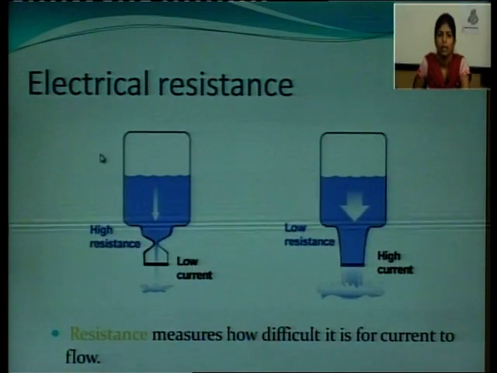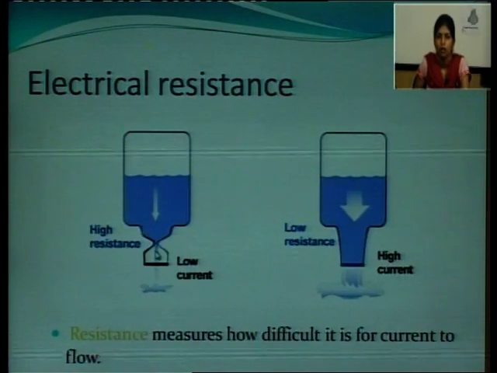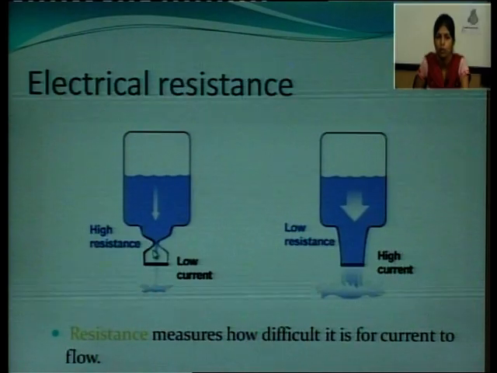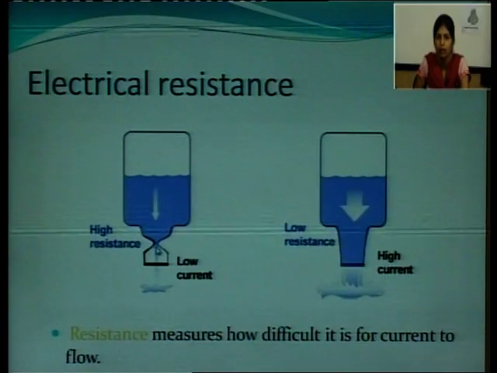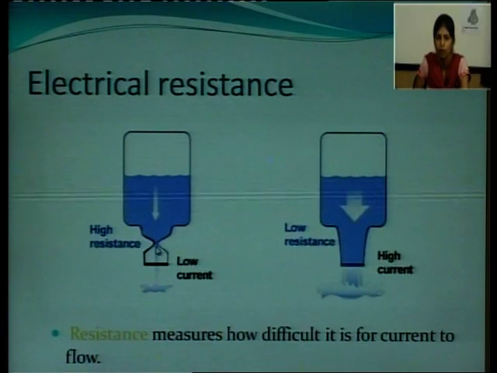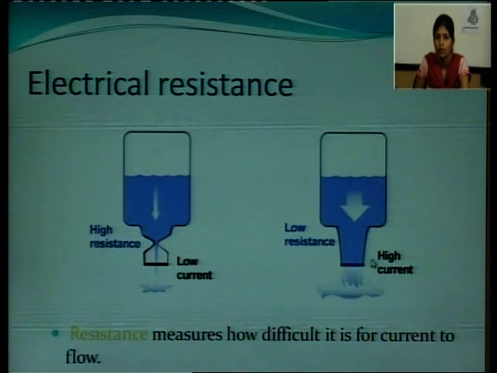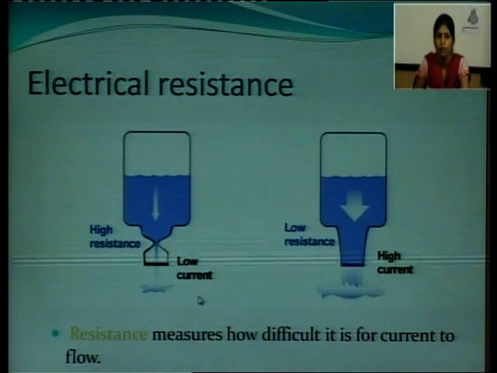Now next is electrical resistance. So see, these are the two jars. The nozzle of the first jar is very thin, so the passage for the water is very small, but for this jar the passage for the water is wide.